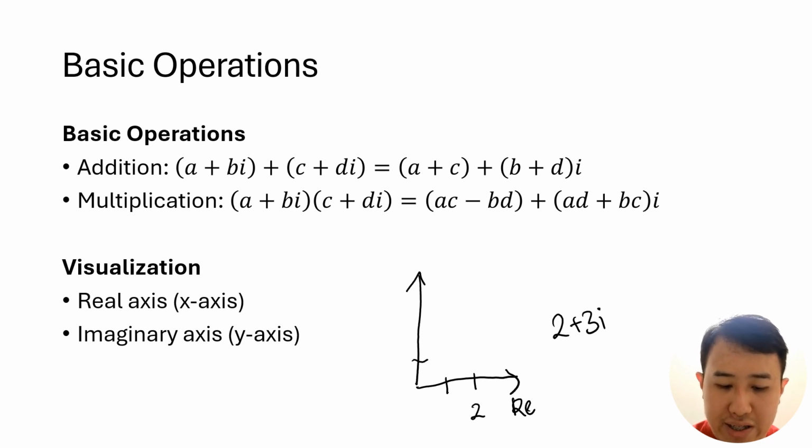And on the imaginary axis, I make sure that the point is parallel to the value 3 on the imaginary axis. And as a result, here is the point. And you can see how to draw this point from the zero coordinate.